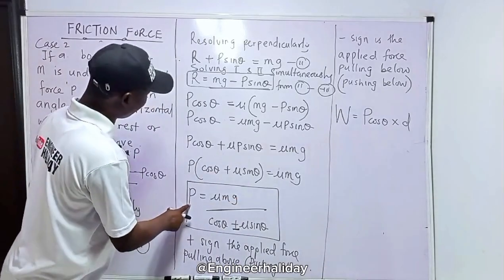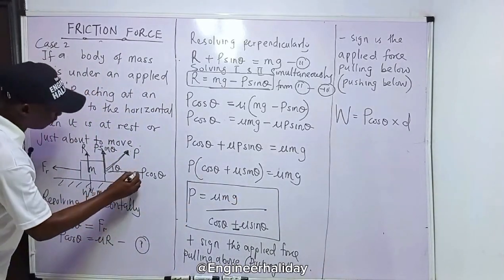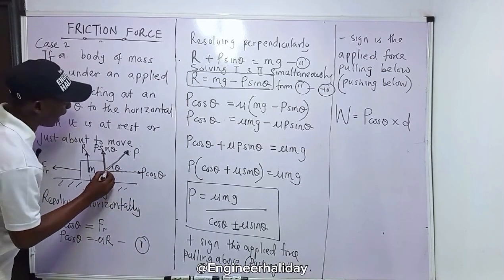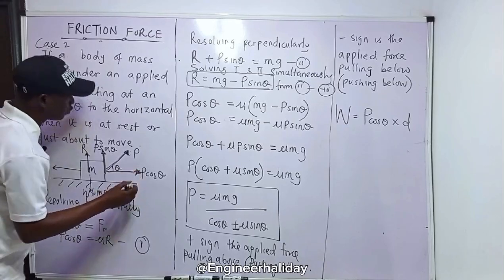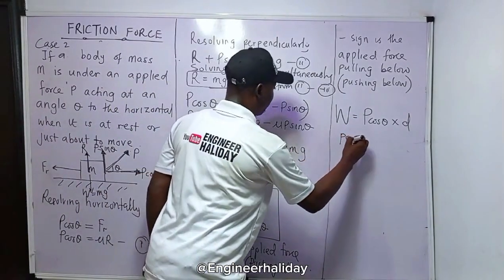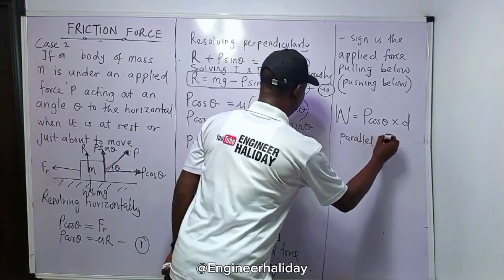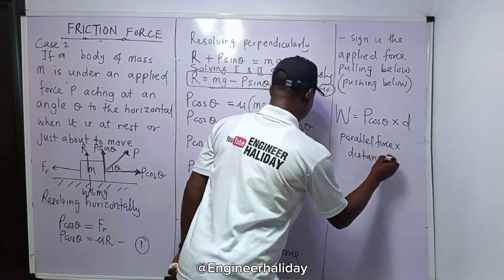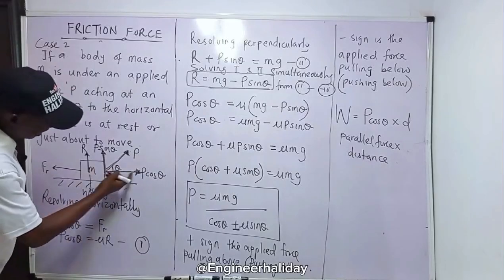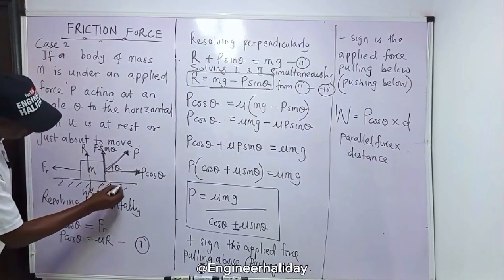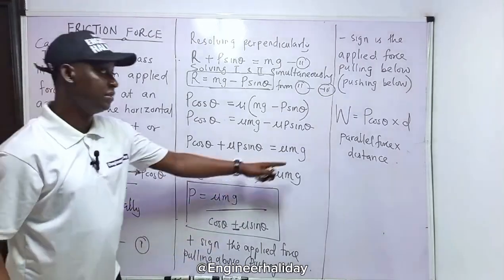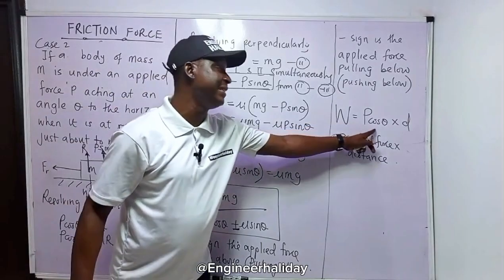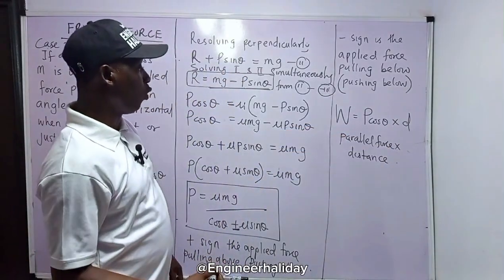you find your P first. Then the resultant of P that will pull it forward, because it must be a parallel force. Don't forget, work done must be parallel force times parallel distance. So the force that is parallel to the plane, to this rough surface, is this one, and you now get that as your answer. So you can solve anything regarding this in that way.